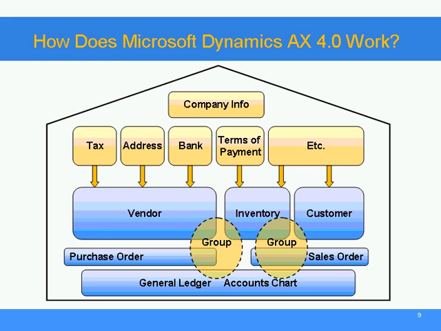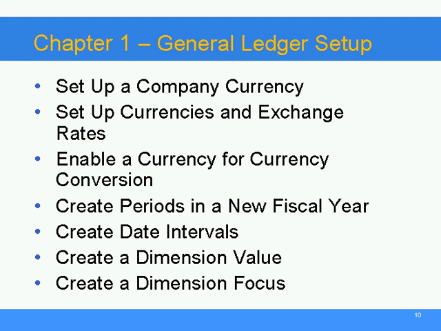Okay, here is a picture of how Microsoft Dynamics CX works. You see that all company info is used in the text, in the address, bank information, term of payment, and etc. All information in Dynamics CX is related between company, between vendors, between customers, inventory. Okay, so chapter 1, General Ledger Setup.